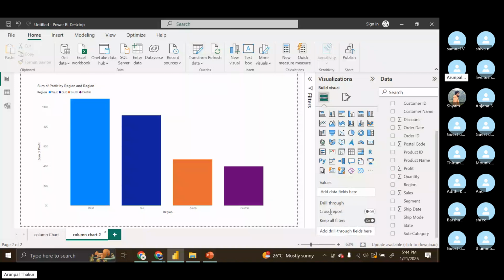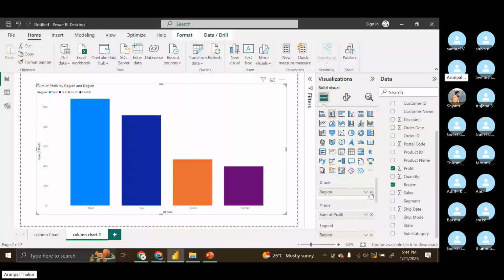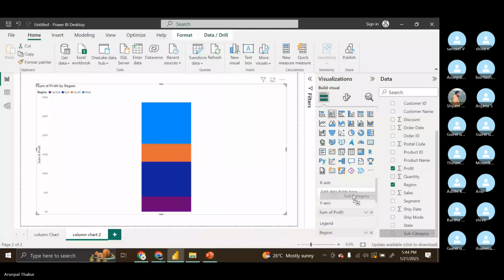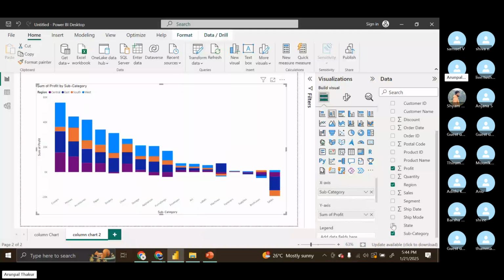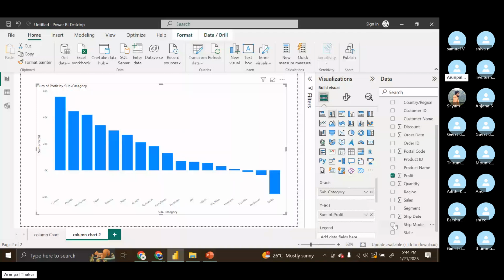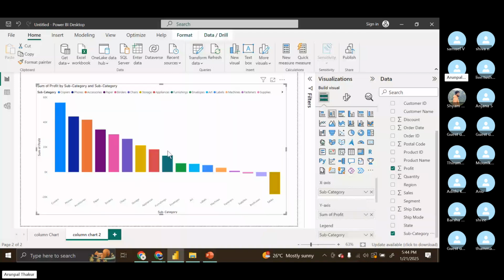Let us suppose if I put here subcategory. So I'll be putting subcategory in the legend, subcategory in the legend. You see, for each subcategory I have got a different color. Clear everybody about legend? Please put it.